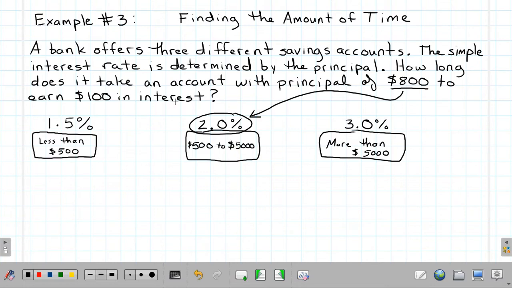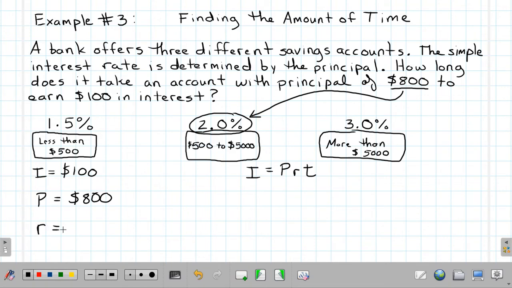Okay. So on top of that, they tell you that you want to know how long it takes to get $100 in interest. Okay. So once again, we have our formula. I equals PRT. We know what I is supposed to be. I, in this case, is the $100. They want to know how long it takes for $100 in interest to be made. The P we know is $800. Okay, from the principal. Principal is $800.